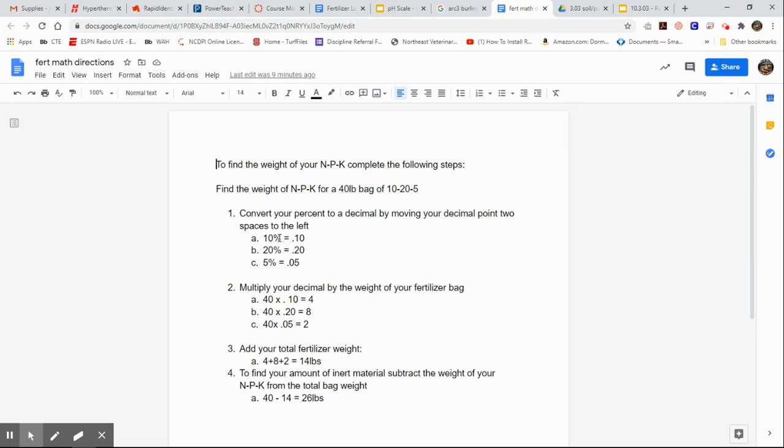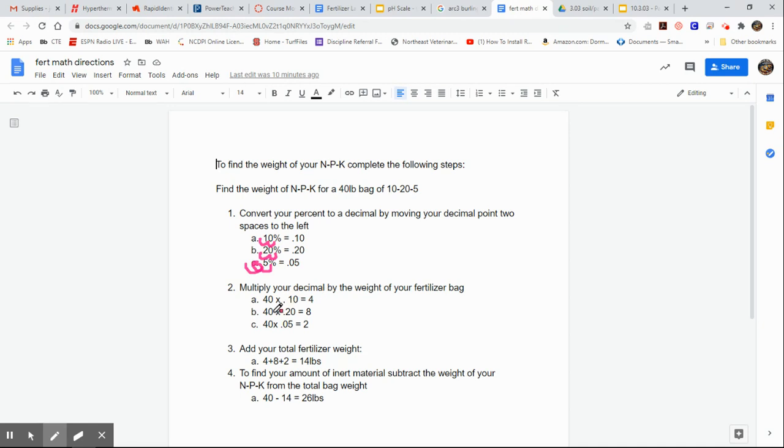Well, the first thing that you have to do is convert your percent to a decimal. So that 10% nitrogen, we move our decimal place 2 spots to the left. So 1, 2, and that's how we get 0.10. 20%, we go 1, 2, 0.20. The most common mistake is on this 5. It's not 0.5. So remember, you have to move it 2 spots. So that's a 0 there. So it's 0.05. So that's pretty easy to do.